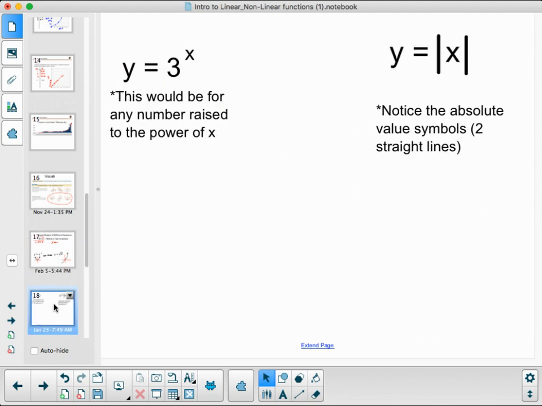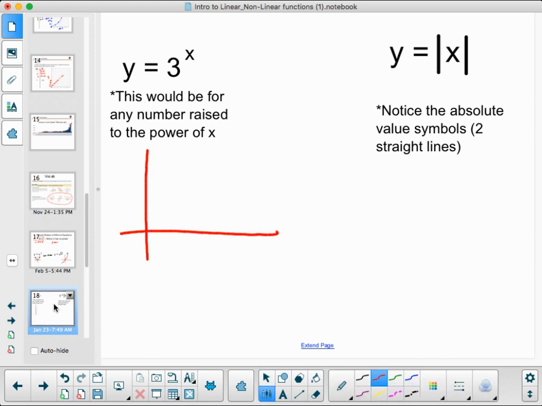All right. 3 to the x, this is called an exponential. We'll learn more about these later, but you just generally have to be able to look and know what type it might be. The x is the exponent. In terms of general shape for this one, it's going to have an exponential growth look to it.